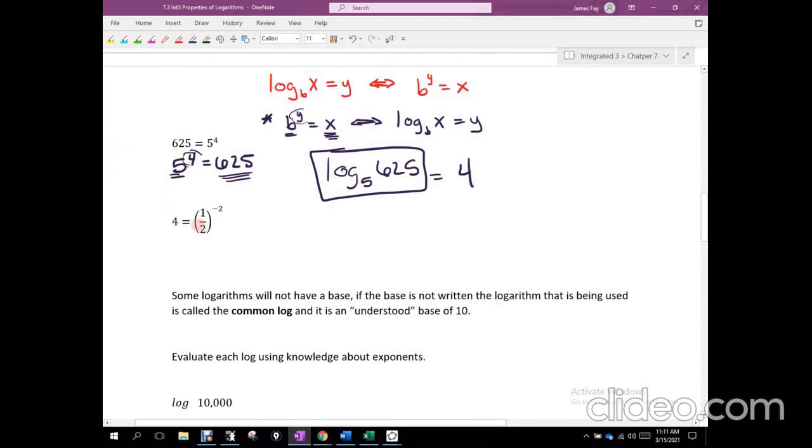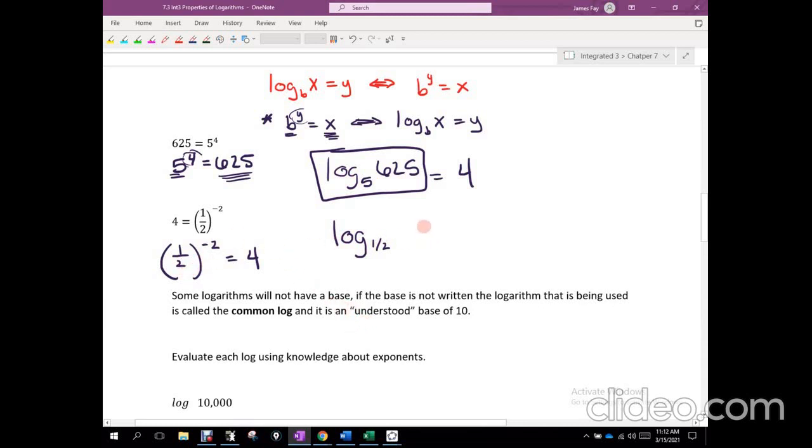Okay. Here's another one. Now it's a little bit different, so I'm going to rewrite it again. It's the purple one, the exponential version, and we're changing to a logarithm. I like my exponent part to come first, so I'll rewrite (1/2) to the -2 is equal to 4. Now I'm going to write this as a log. My 1/2 is the base, right? So I'll say log, my base is 1/2.